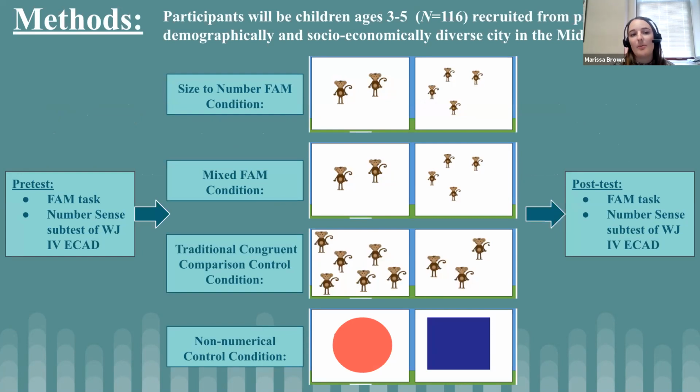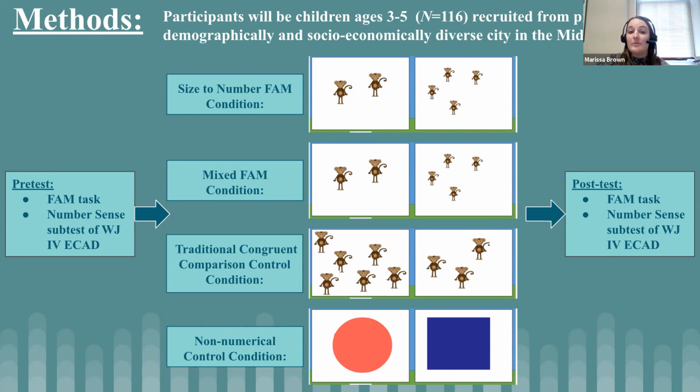So for our methods, our participants will be children ages 3 to 5 with a sample size of 116, recruited from preschools in a demographically and socioeconomically diverse city in the Midwest. Children will be given a pretest, which will consist of the novel FAM task, which integrates executive functioning and early math skills, and where children are asked to make magnitude judgments in cases where numerical and spatial magnitudes are incongruent, followed by the number sense subtest of the Woodcock-Johnson 4 tests of early cognitive achievement and development.